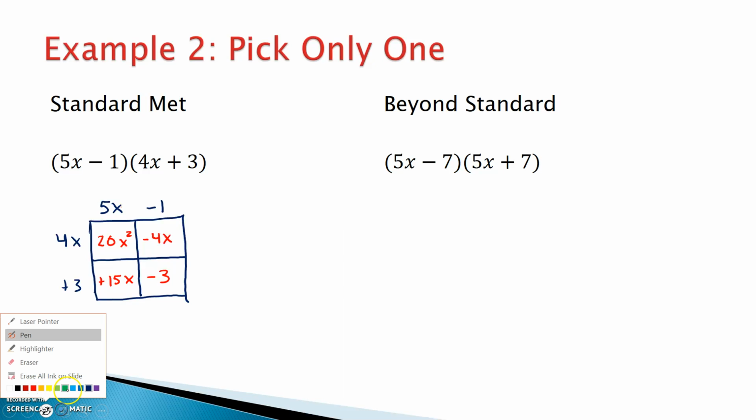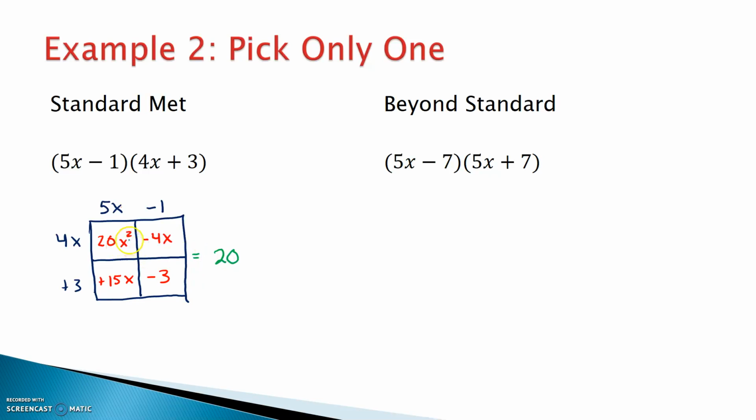Let me get a different color here, green. So the 20x squared should come first. It's the highest exponent, not just because it's a 20, but it's x to the second power that makes it go first in standard form.